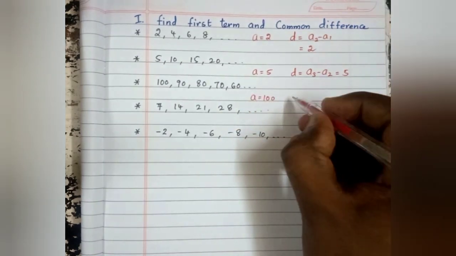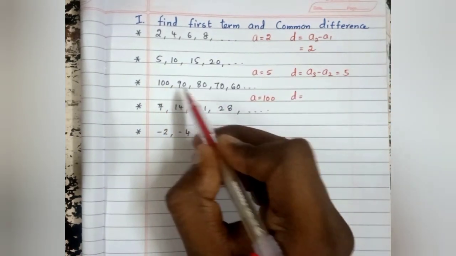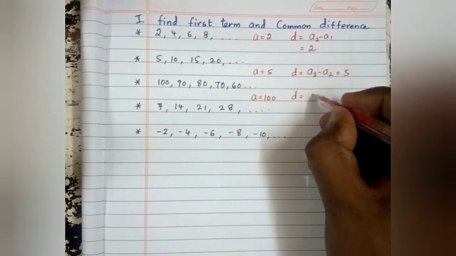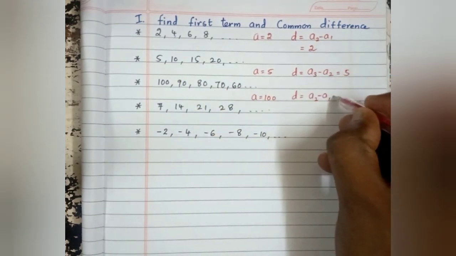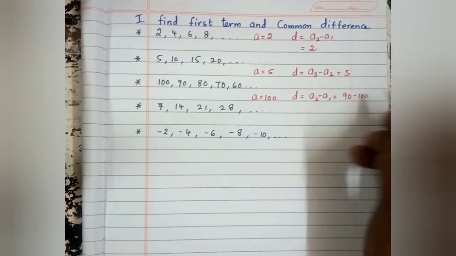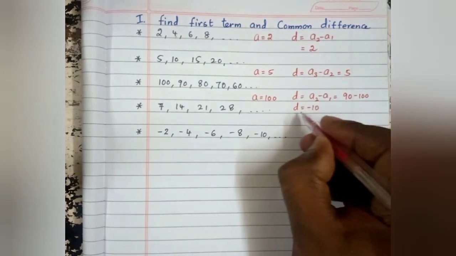Now the third example, the first term A equals 100, D is A2 minus A1, that is 90 minus 100 or 80 minus 90 or 70 minus 80. So what is 90 minus 100? It is minus 10.